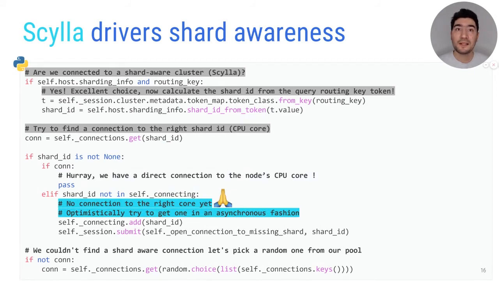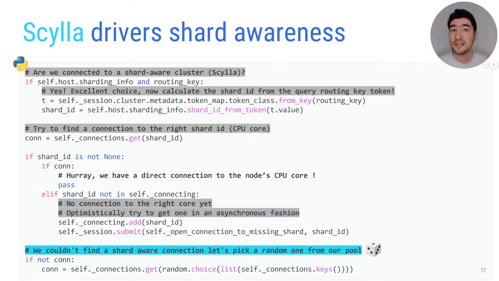If not, well, that's too bad. Let's try to open a new connection and hope to get connected to the right shard ID. So we just issue in the background another attempt to get a connection to the shard ID. And since we don't have a direct connection to the right shard, let's pick a random connection to another one. That's still a token-aware query. So in this case, even if it looks bad, we are still doing as good as Cassandra in this case.